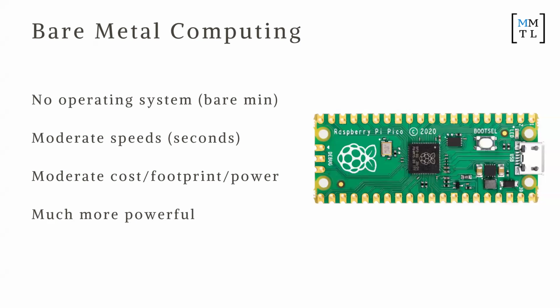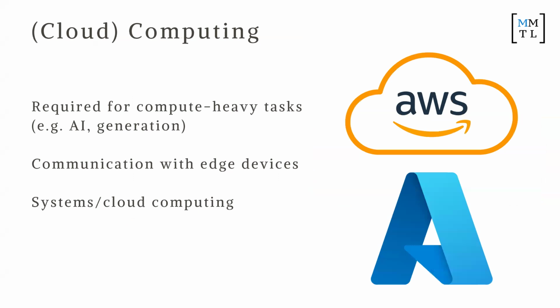Now, this leads to moderate speeds, so on the order of seconds instead of milliseconds or microseconds, right? And it has moderate cost, footprint, and power, but obviously it's much more powerful, okay? And then the biggest paradigm is cloud computing, which is required for very compute-heavy tasks. So, for example, AI, generation of designs, that sort of thing, right? And so these usually communicate with edge devices like the ones that we're using.